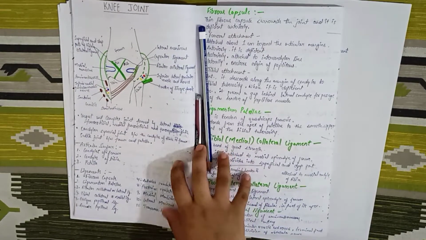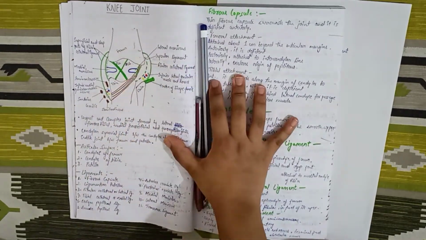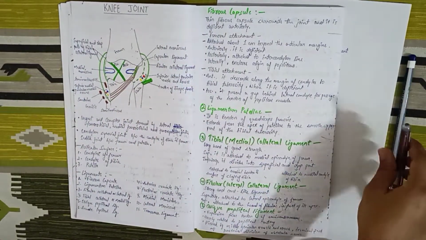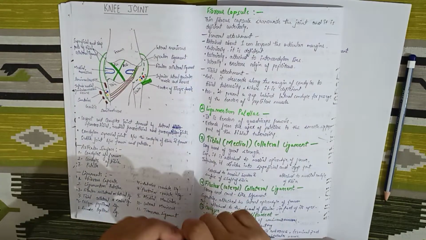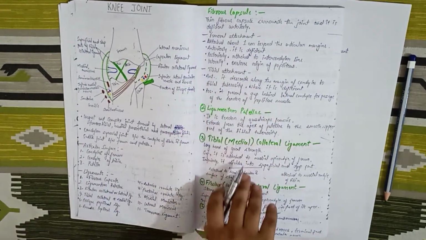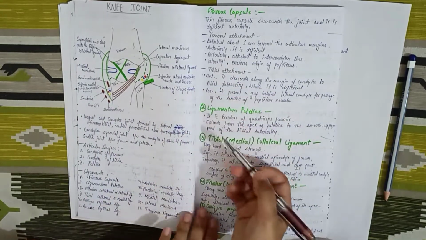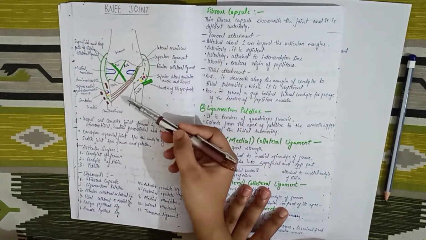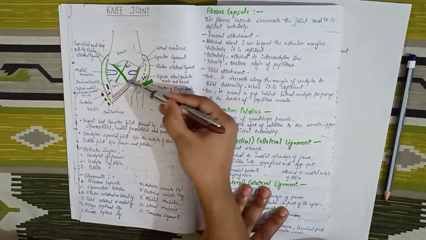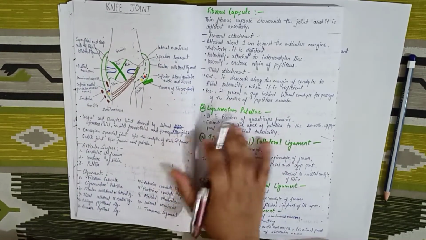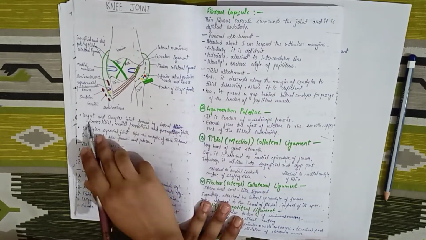Today we are going to discuss a very important joint, that is the knee joint. The knee joint is very commonly asked in university exams, so we are going to discuss this. The knee joint is formed by the femur, tibia and patella. The patella is joined with the femur. The knee joint is the largest and most complex joint.